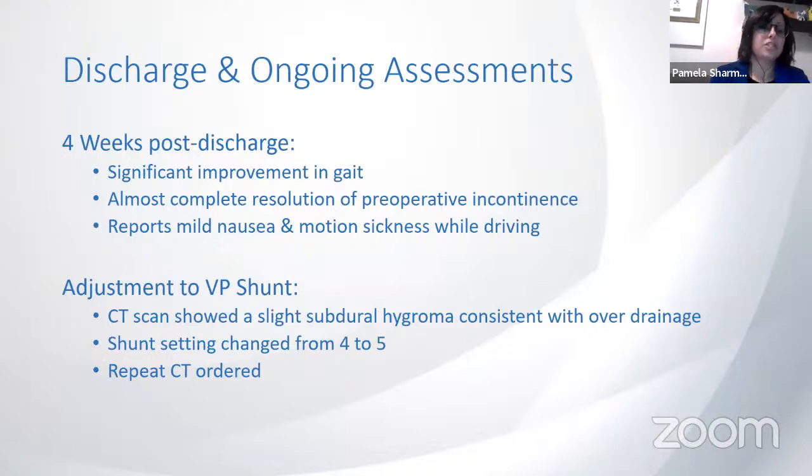Post-discharge, Jane was seen back in the hydrocephalus clinic 4 weeks later. She had significant improvement in gait and almost complete resolution of her preoperative incontinence. She did, however, report mild nausea and motion sickness while driving. For this reason, the provider adjusted her shunt setting to 5. Her CT scan also showed a slight subdural hygroma consistent with overdrainage. A repeat CT was ordered, and she'll be back in the clinic in another few weeks.